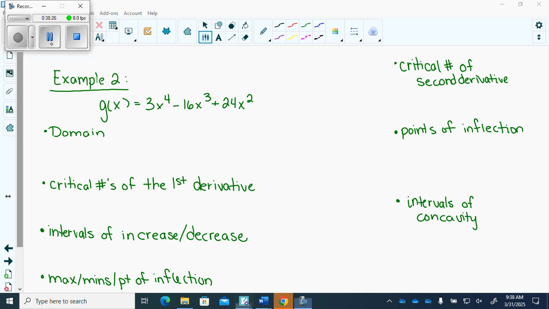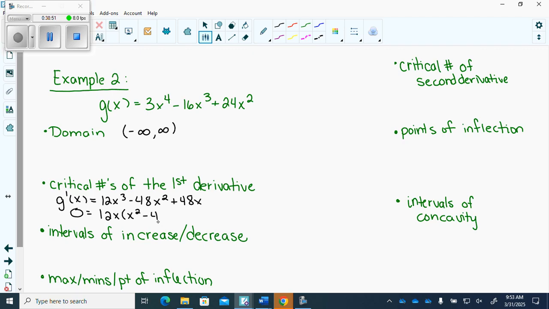The domain. It's a polynomial, so it's negative infinity, positive infinity. Critical numbers of the first derivative. We need g prime of x equals 12x cubed minus 48x squared plus 48x. Then we set it equal to 0. Take out a 12x, and we're left with x squared minus 4x plus 4, which breaks down into 12x times (x minus 2) squared. So the critical numbers are x equals 0 and 2.